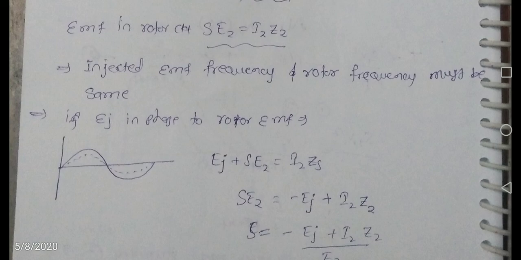But here the rotor EMF is not only S E2. Here some EMF is injected in the rotor, that is also added: Ej plus S E2 equal to I2 into Zs. So S E2 equal to minus Ej plus I2 Z2.